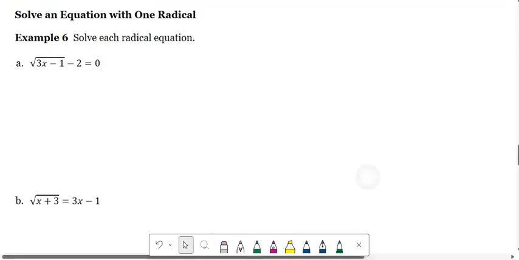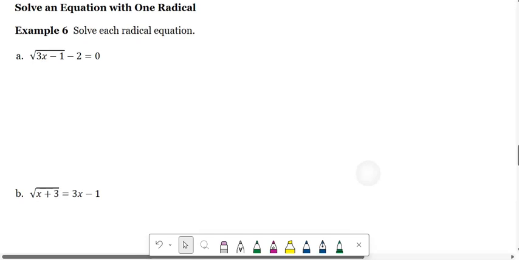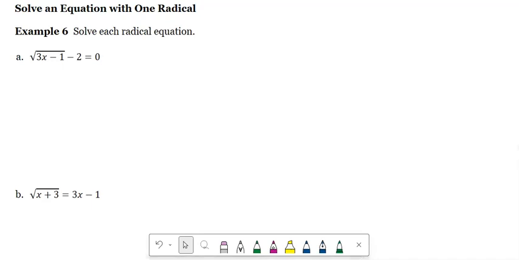Solve an equation with one radical. In both of these examples, we have equations in which there is one square root symbol. When we have something like this, what we want to do is try to get the square root by itself on one side.